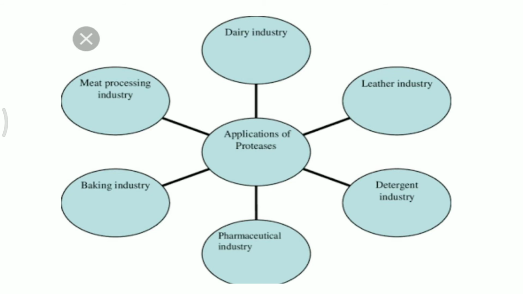Proteases are required in leather, detergent, pharmaceutical, baking, or meat processing industries for production of smaller units of proteins, that is amino acids. In the dairy industry, it is required to produce cheese, where various proteins are formed. Think about detergent. We have already discussed the micelle formation. Pharmaceutical industries require the presence of proteases. Even the baking industry requires the presence of proteases.